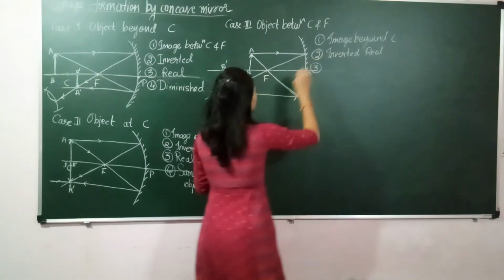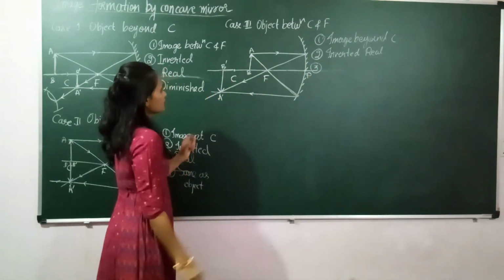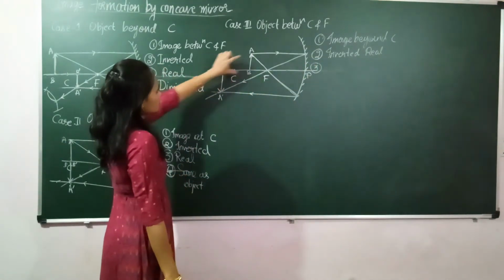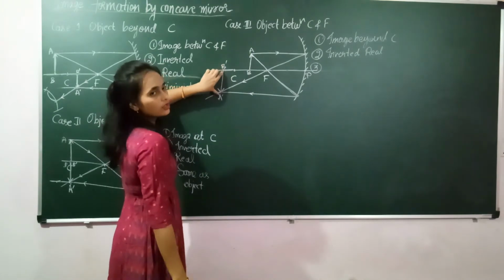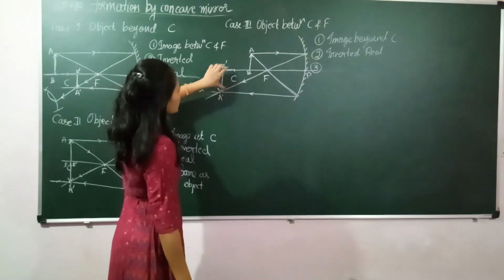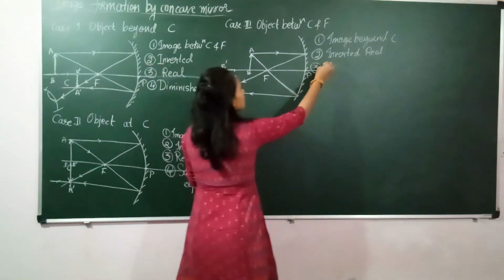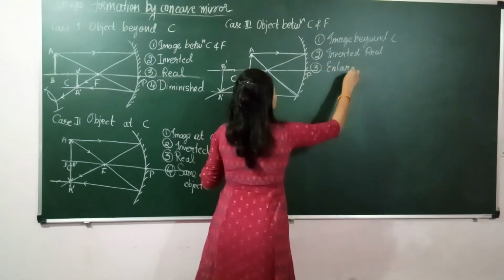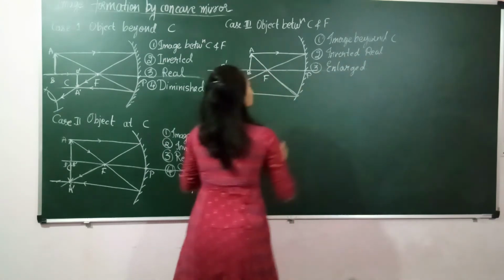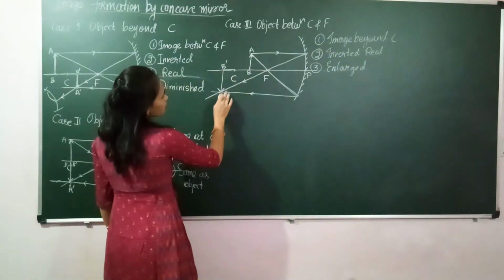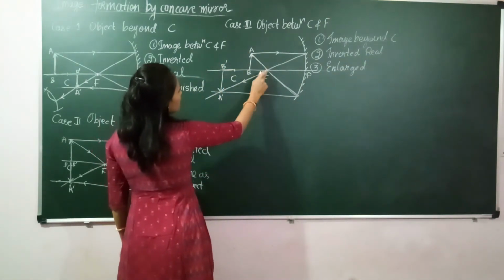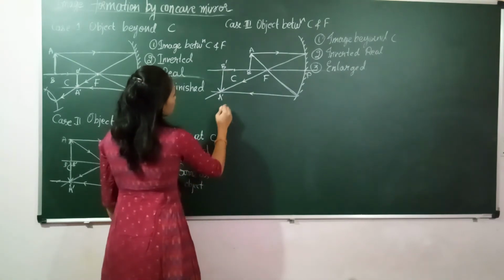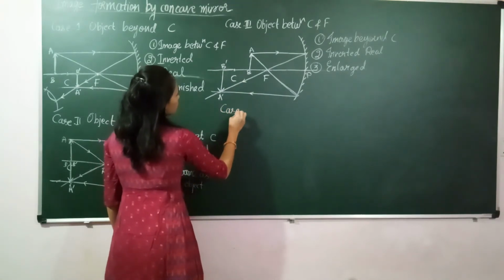Third, we will write about the size. Now compare the size of object and size of image. The image size is bigger as compared to the object, so here we will write it as enlarged. So this is about when the object is placed between C and F. Next we will go for case 4.